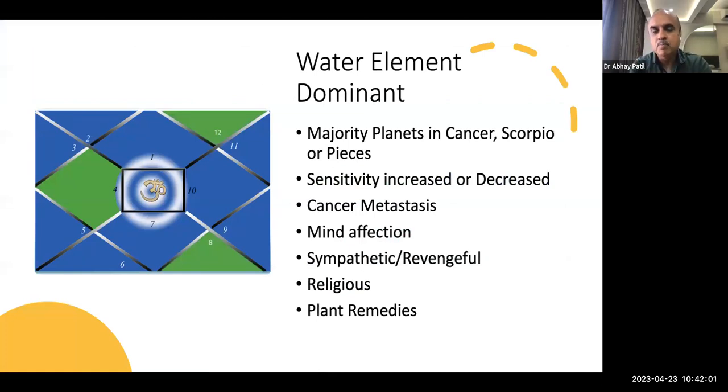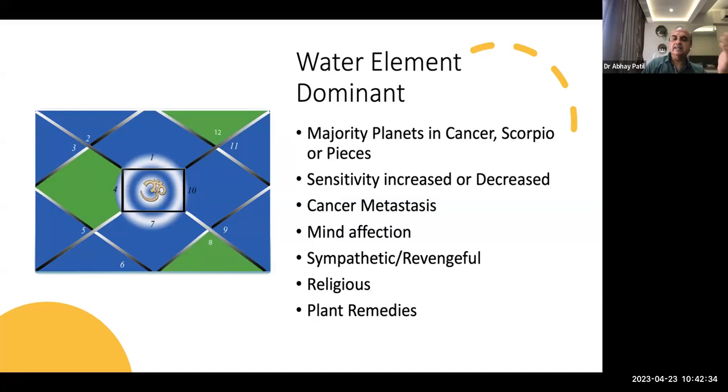Fourth element, this is the moksha trikona, or the water element dominant person. We call this moksha trikona. So moksha trikona means these are spiritual people usually. 4, 8, 12. The water element is dominant in these people. Now 70% of our constitution, 70 I think, or 90, is made up of water. So we are dominated by moon.